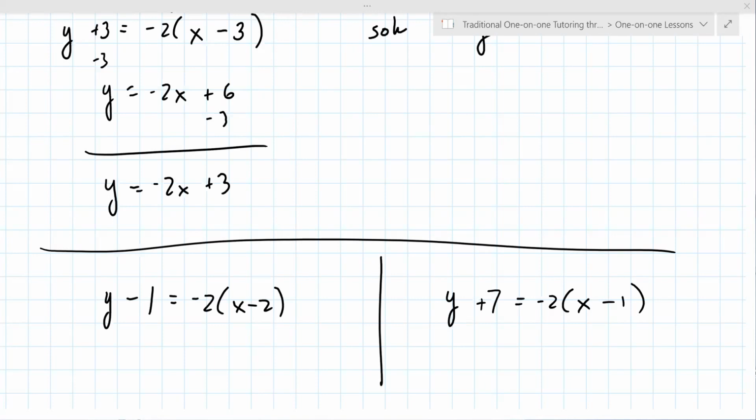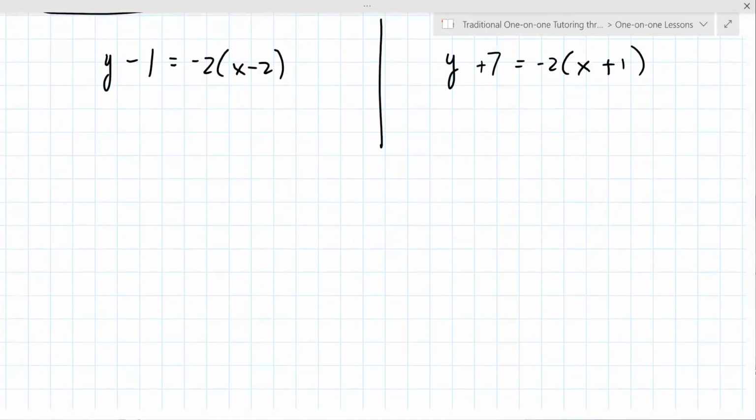Okay, I got y equals minus 2x plus 5 for the first one, and y equals minus 2x minus 5 for the second one. Oh, I'm sorry. That should be a +1. Oh, okay. Then I'd get a positive 5 for the second one too. Okay, great. So they both work out the same. Excellent. Would I just say they're like equal or like they're both the same? Well, they're both, yeah, it's y equals minus 2x plus 5. They both converge to the same equation.